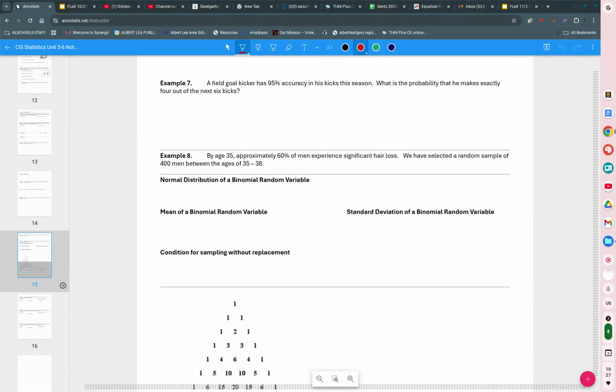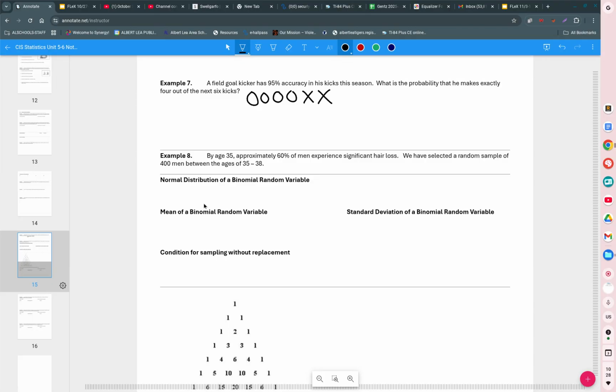Situations, and so I want to make sure that we bring our mind back to relevancy here. It says a field goal kicker has 95% accuracy in his kicks this season. What is the probability that he makes exactly 4 out of his next 6 kicks? We're going to use a 0 for a make, and an X for a miss. So he's going to make 1, 2, 3, 4, and he's going to miss 2.